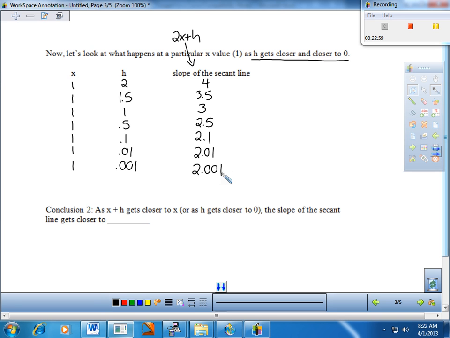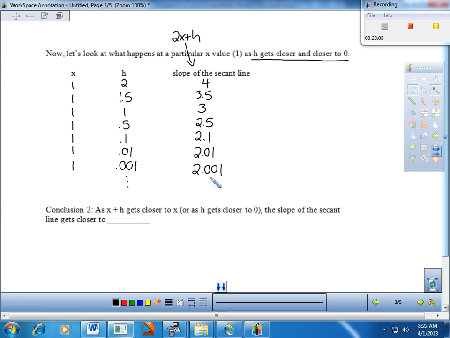Hey guys, could I keep going theoretically? Could I get h to be closer and closer and closer to 0? And could I start to see what's going on with the slope here? Doesn't it seem like it's getting closer and closer to a particular value? Yeah, and that's our conclusion.